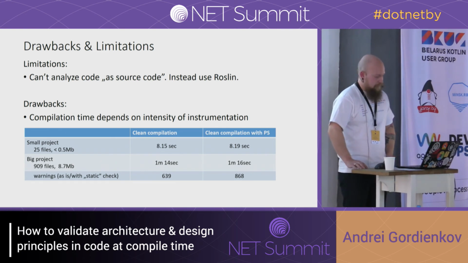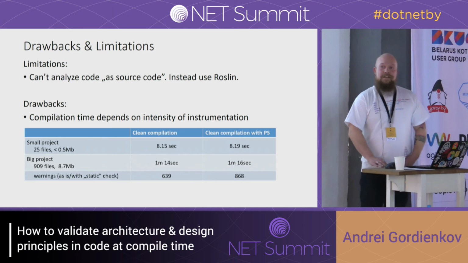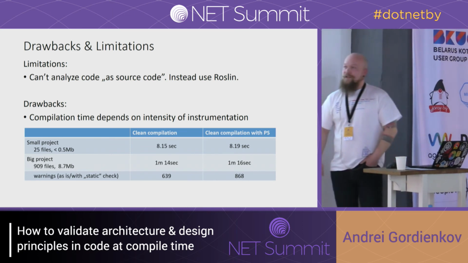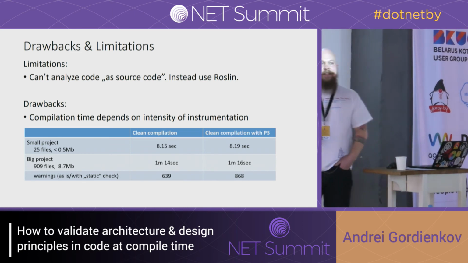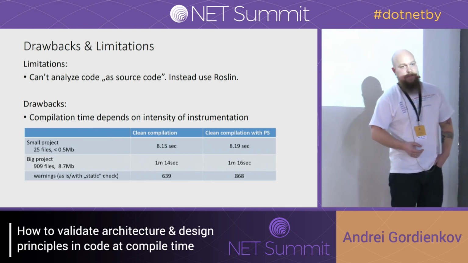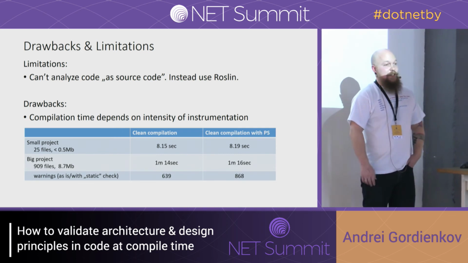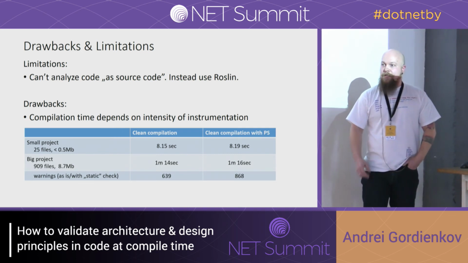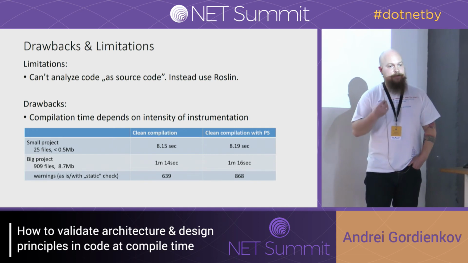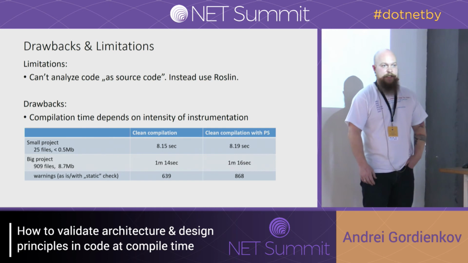Amazing. And some limitations: I wanted from the very beginning to write some checks to see if someone uses a switch operator in the classical way, because I don't like this as well. But unfortunately, with PostSharp, you can't do this because it doesn't analyze the source code. In this case, you should use Roslyn. So it's one of the limitations.